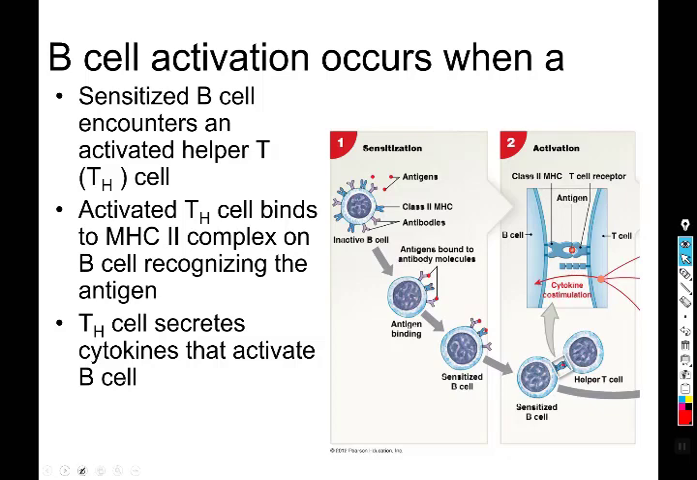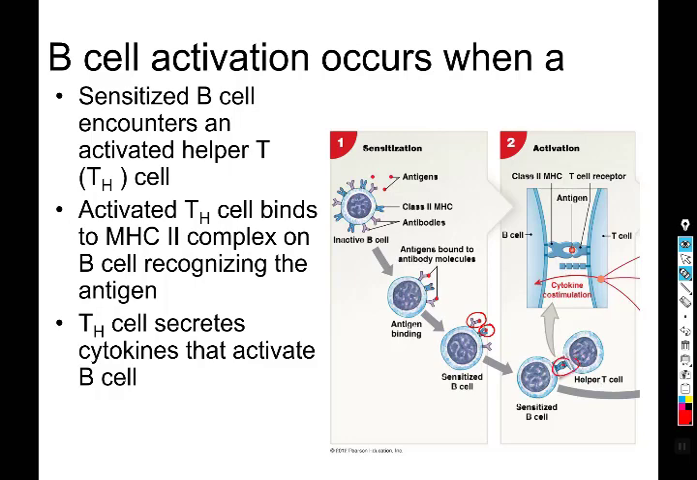So a sensitized B cell encounters an activated helper T cell. So remember, I made helper T cells be the link between humoral and cellular immunity. So that's what's happening now. So those little reciprocal arrows that were linking those two legs of the diagram, this is what you're looking at when you look at those arrows. So once the B cell has its antigen displayed both in its class 2 MHC and on its antibody, then it's capable of interacting with a helper T cell.